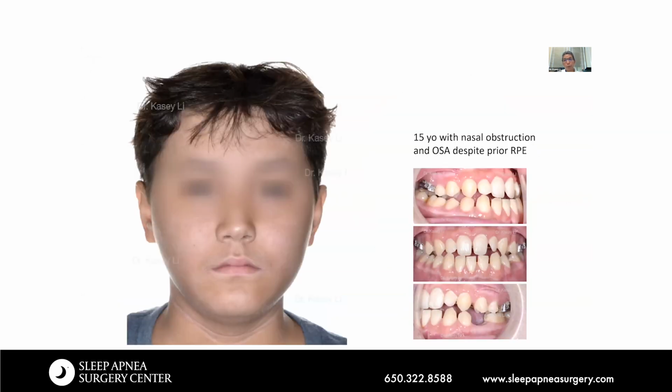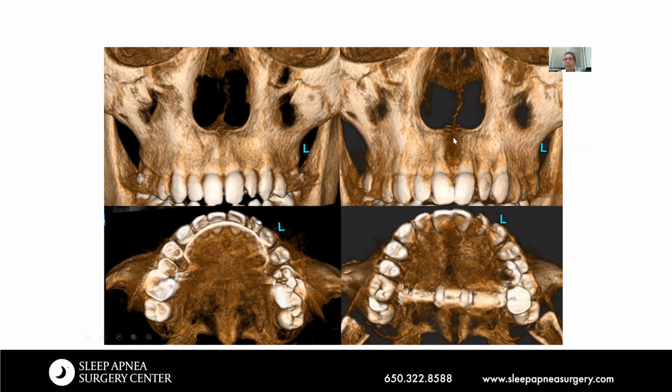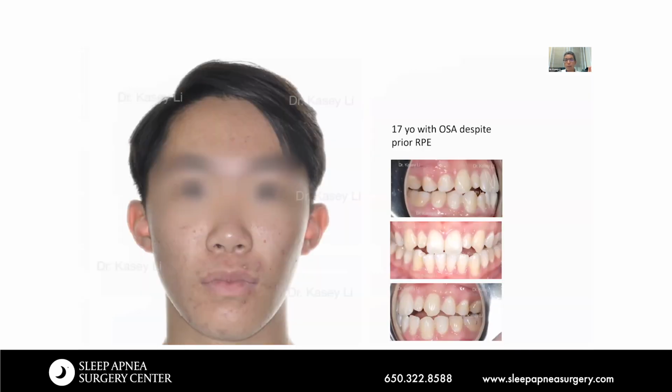This is a 15-year-old. Now it's becoming a little more difficult to expand with some of the conventional treatment. He still has nasal obstruction and sleep apnea. He had several rounds of RPE. The jaw is already wide, but it's not wide enough. So I expanded him. You can see the extent of expansion, bone only, with no shifting of the teeth. Here's a skull. You can see that the entire nasal aperture has been expanded. He's breathing and sleeping much better.